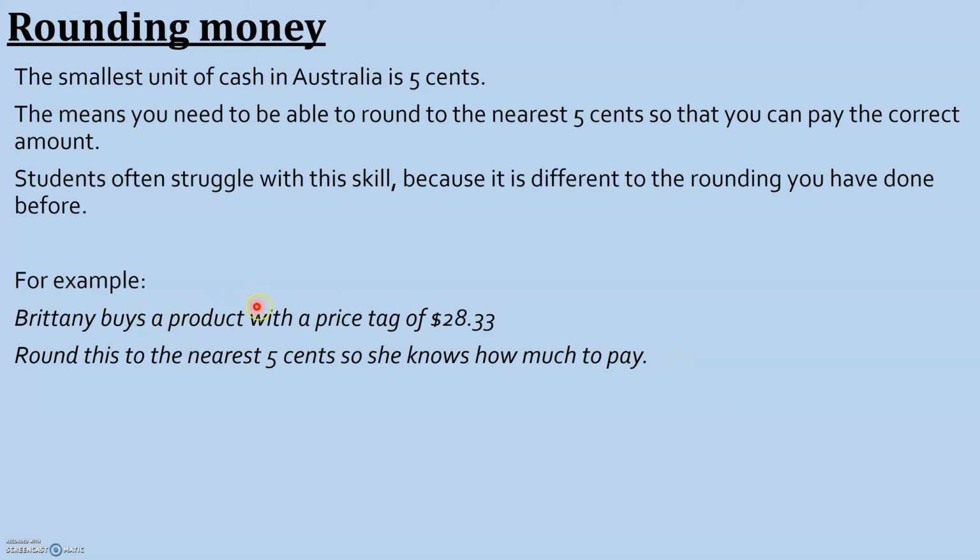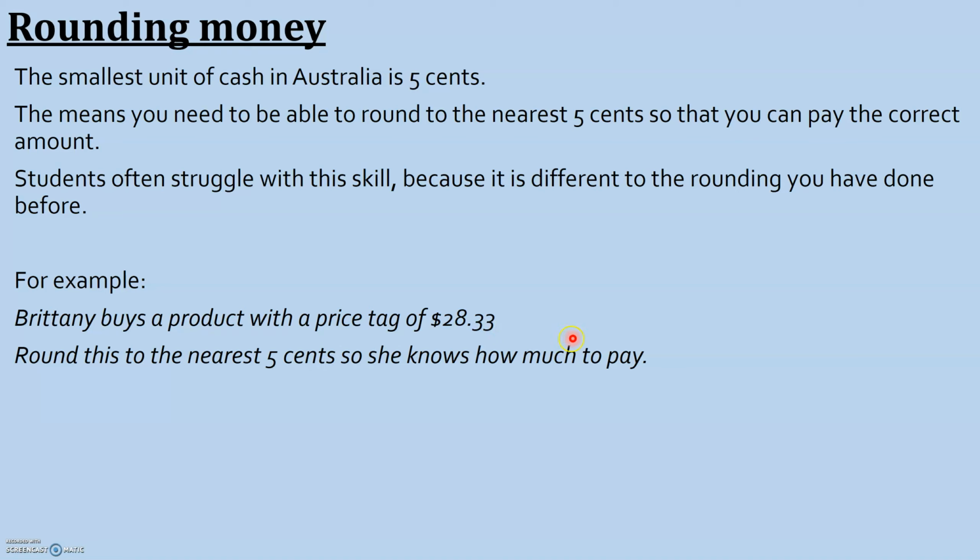Brittany buys a product with a price tag of $28.33. Now, what you might want to do with this, if you apply the rounding skills you've learned before, is you might say, well, we look at this 3 here and it's less than 5, so we're going to cut that off and this will become $28.30. That is not how we round these cash amounts.